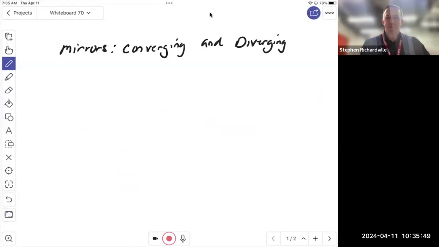Hey gang, this video is to go over mirrors, converging and diverging. So we've done converging lenses and diverging lenses. Now we're doing converging mirrors and diverging mirrors.